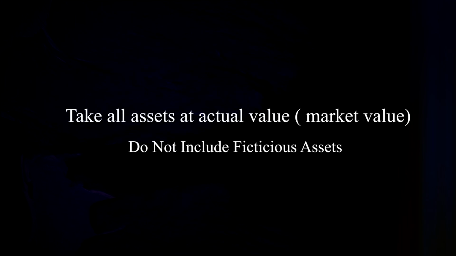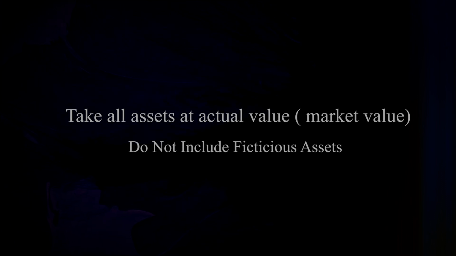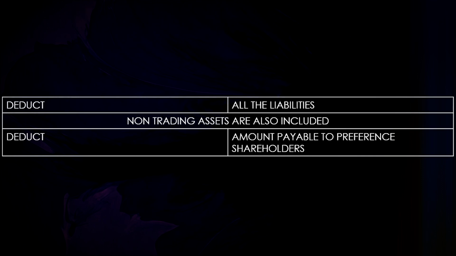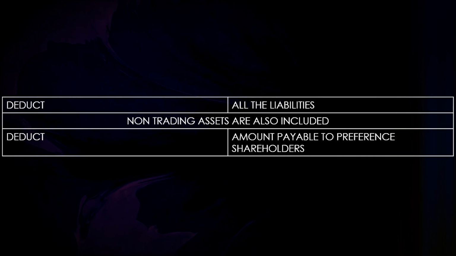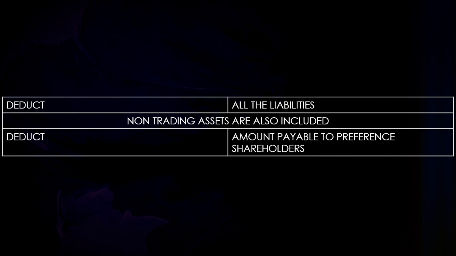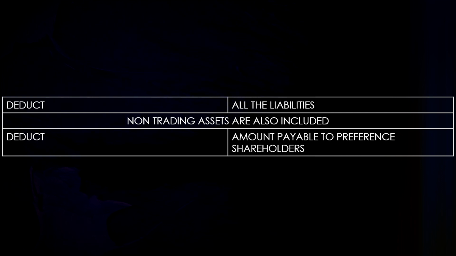Fictitious assets are shown on the asset side of the balance sheet, so these items will not be included for taking the total of assets. Here the important points are mentioned. First, all the liabilities are recorded, that is, all the liabilities you have to deduct. And secondly, non-trading assets are also included in the assets.